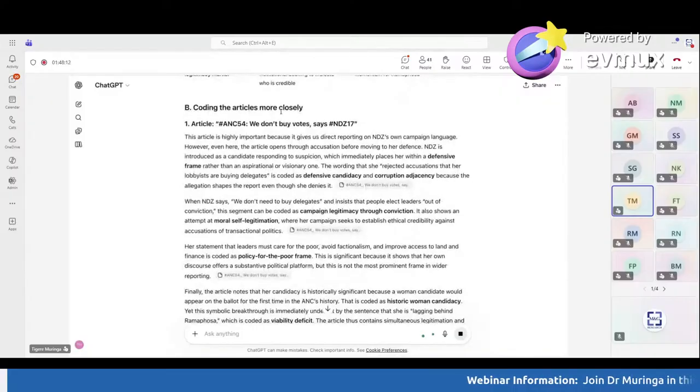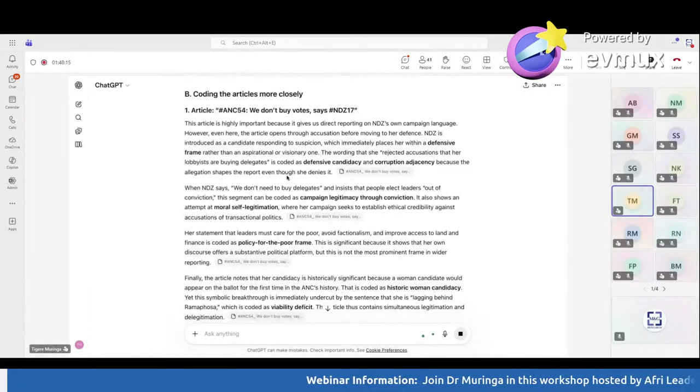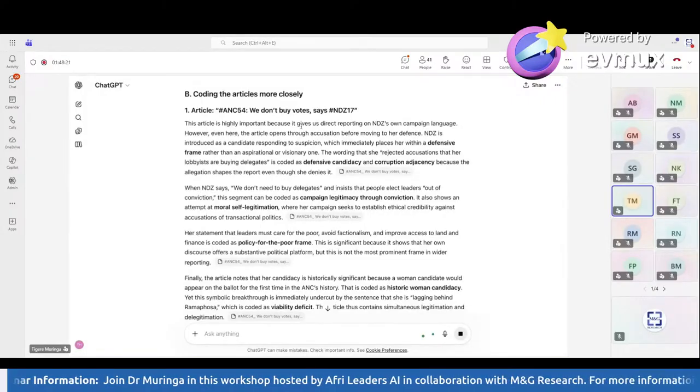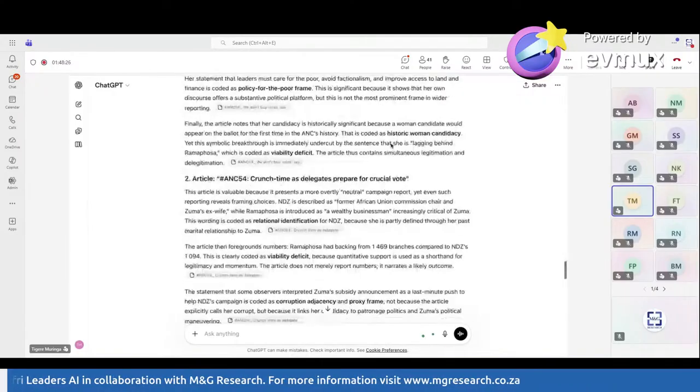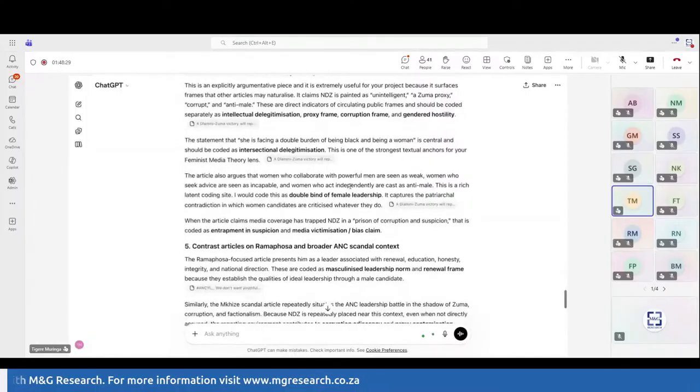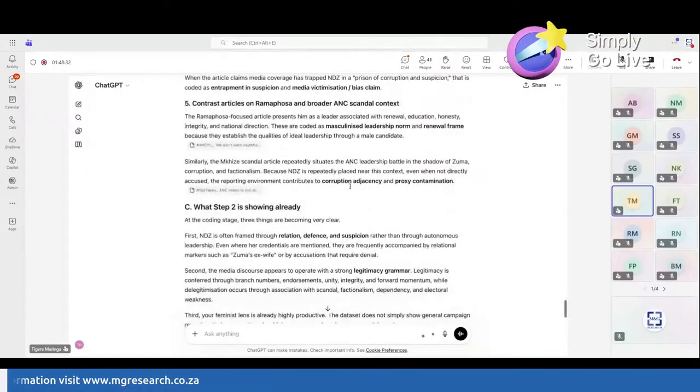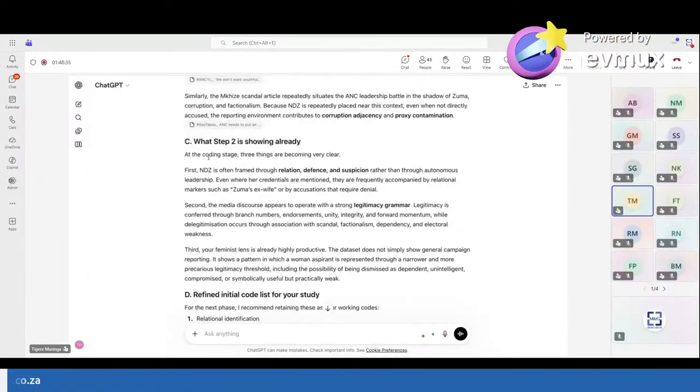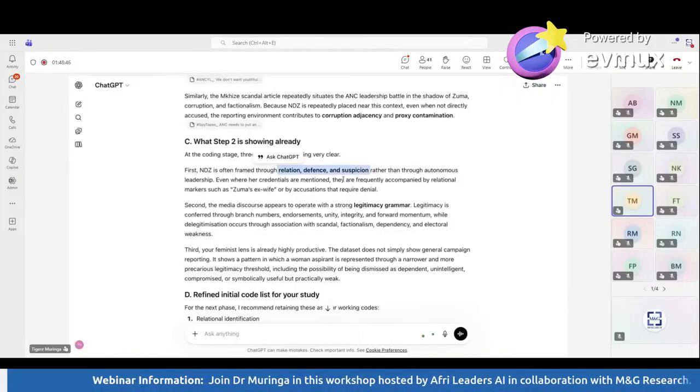Then coding articles more closely. Now we are moving closer to generating the paragraphs of your data. So it says the first article is highly important because it gives us direct reporting on NDZ's campaign language, right? Then the second article, going on an article-by-article basis. What step 2 is showing already, at this coding stage, is that 3 things are becoming very clear. First, NDZ is often framed through relation, defense, and suspicion, right? Now we are getting closer to themes. So we have themes about relation, defense, and suspicion as we go, right?